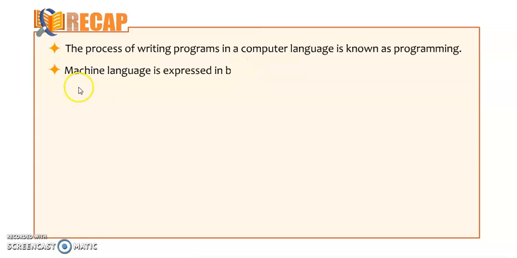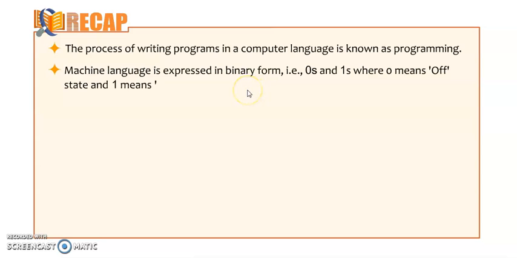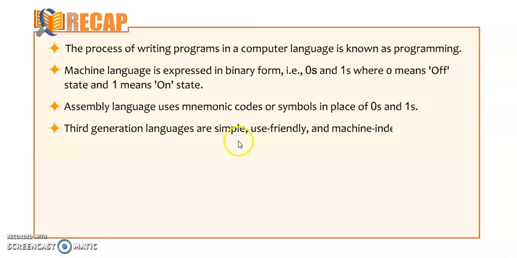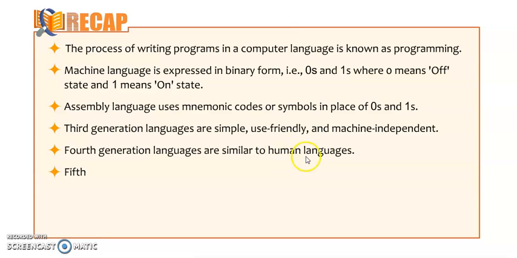Okay, children, that's all about this lesson. Now we will revise some recap points. The process of writing programs in a computer language is called programming. Machine language is expressed in binary form, 0 and 1, where 0 means off and 1 means on. Assembly language uses codes or symbols in place of 0 and 1. Third generation languages are simple, user-friendly and machine-independent. Fourth generation languages are similar to human language.